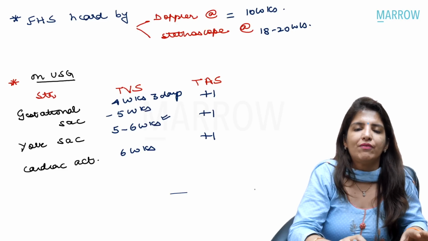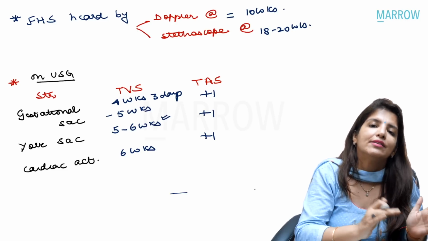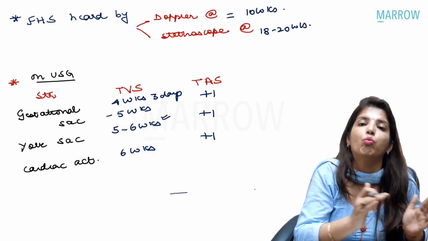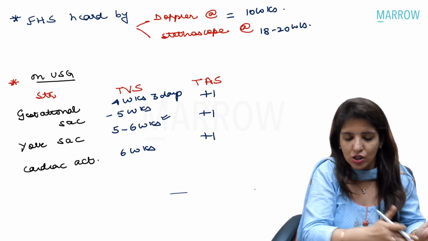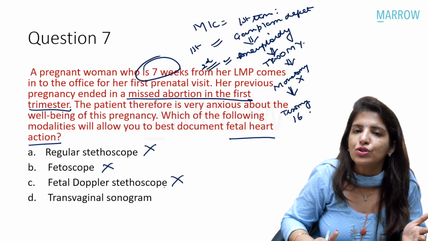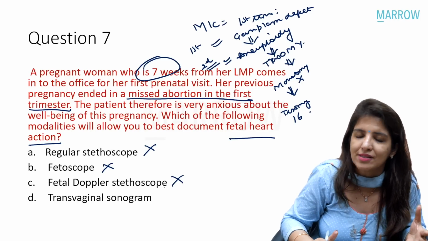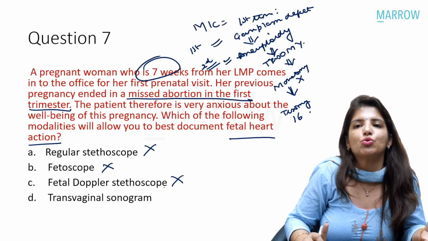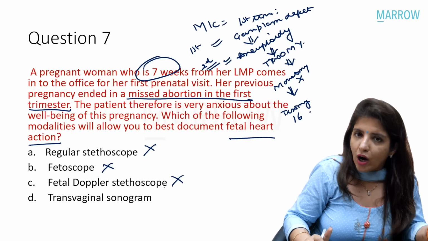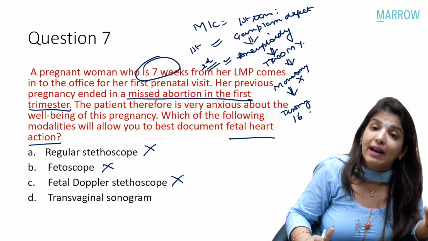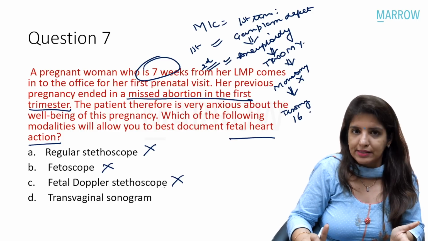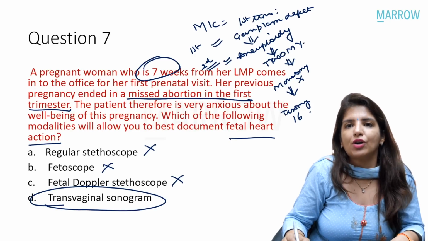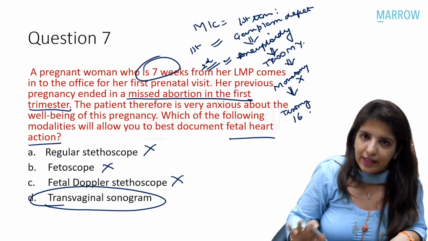Anything which is visible on TVS will be visible earlier than on an abdominal scan. Everything on abdominal scan will be visible 1 week later than on a TVS. So at 7 weeks, if I want to listen to the cardiac activity, the best thing is that I go for an ultrasound, and on ultrasound, best would be that I listen to it by a TVS. On TVS, everything would be visible and heard earlier than on a TA. Right? So here the option given to you is transvaginal sonogram. So I'm going to do a transvaginal sonogram. Clear to all of you?